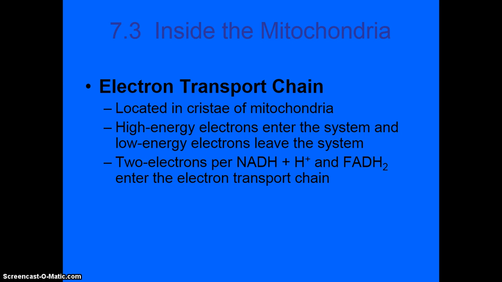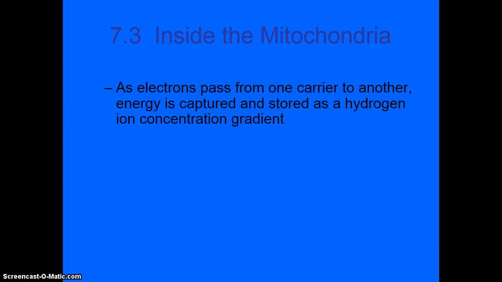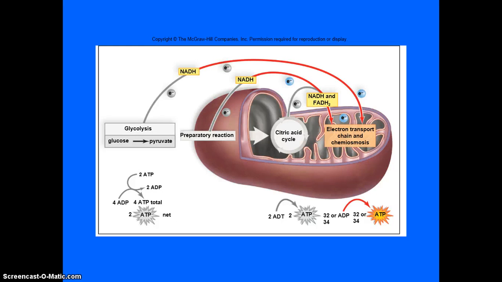And 2 electrons per NADH and H plus and FADH2 enter the electron transport chain. The electrons are passed through a series of electron carriers. Those are called cytochromes. And each carrier is reduced and then oxidized. As the electrons pass from one carrier to another, the energy is captured and it's stored as a hydrogen ion concentration gradient. The oxygen combines with the hydrogen to form water, and then the NAD plus and FAD are recycled to pick up more electrons from glycolysis, from the prep reaction, and from the citric acid cycle.